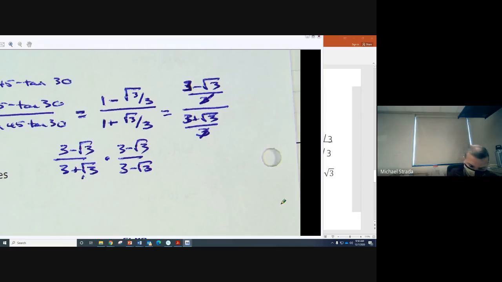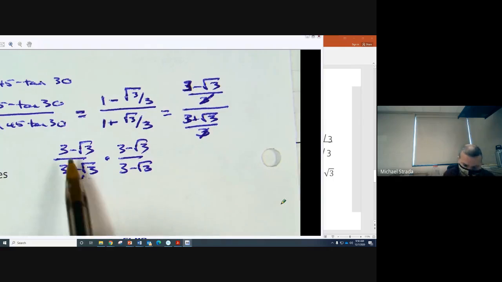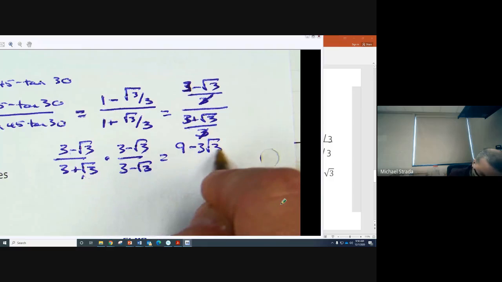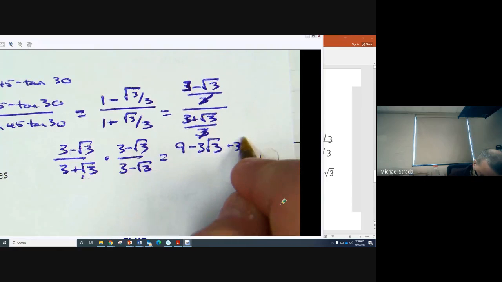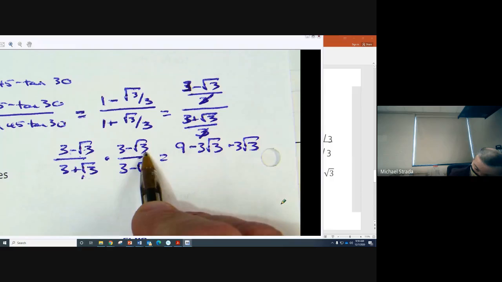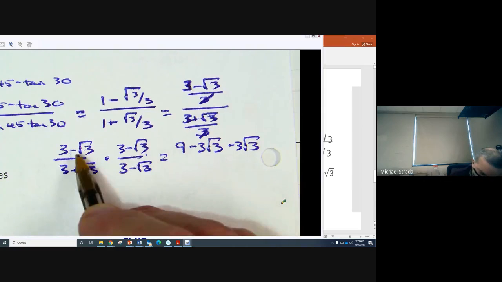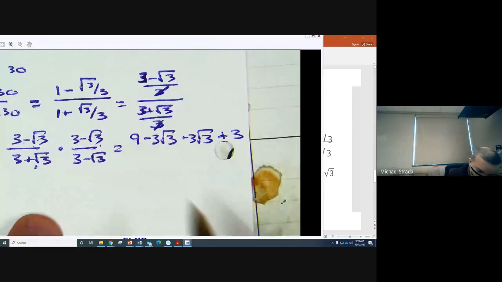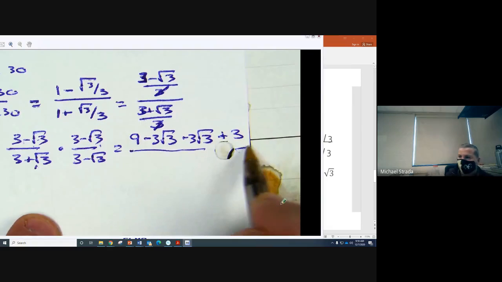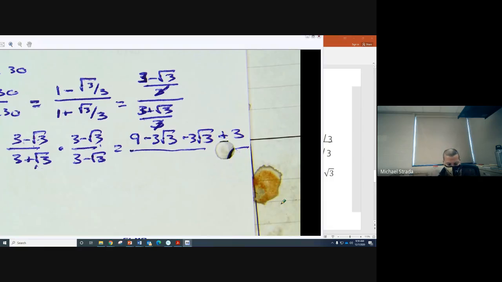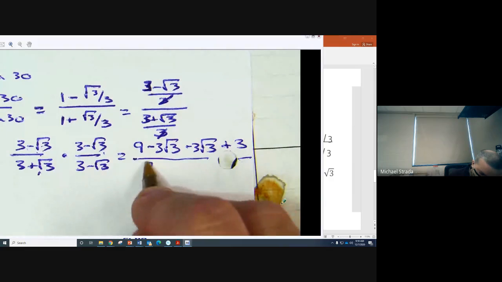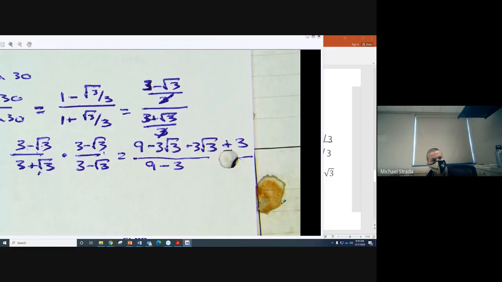We're then going to FOIL or distribute the top and the bottom. In the top, 3 times 3 is 9. 3 times negative root 3 is negative 3 root 3. 3 times negative root 3 is negative 3 root 3. And then root 3 times root 3 is root 9, which is 3. A negative times a negative turns it into a positive. Over now. The purpose of the conjugate is the outers and the inners are going to cancel each other out. So I don't even need to worry about that times that and that times that. 3 times 3 is 9. Root 3 times root 3 is 3.